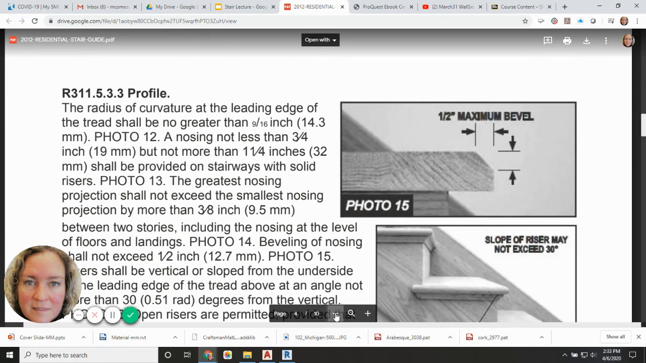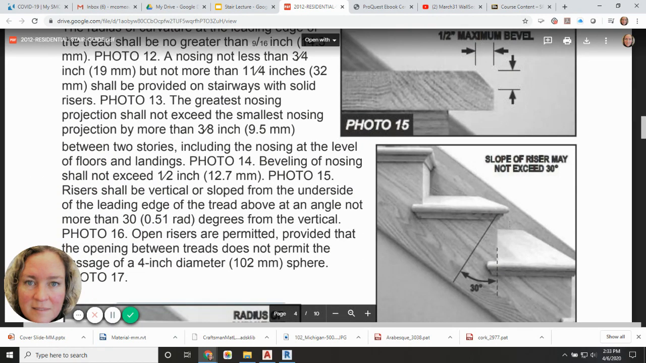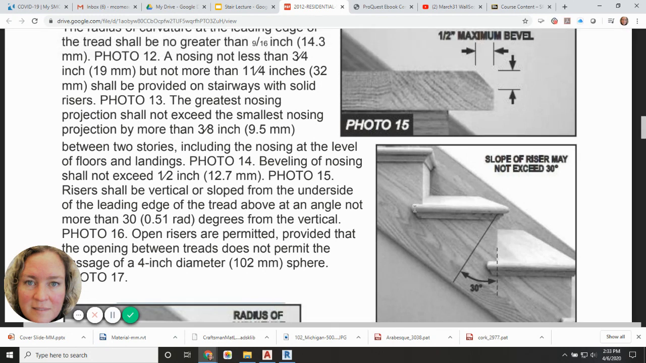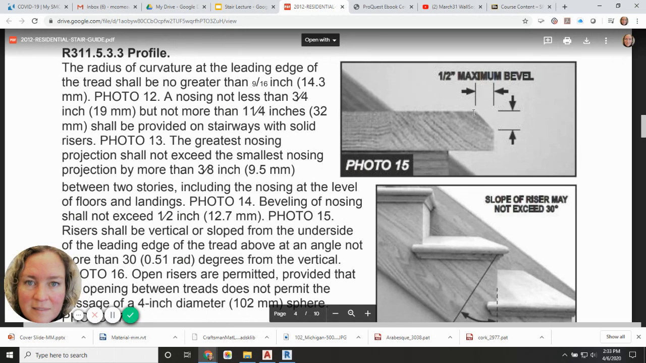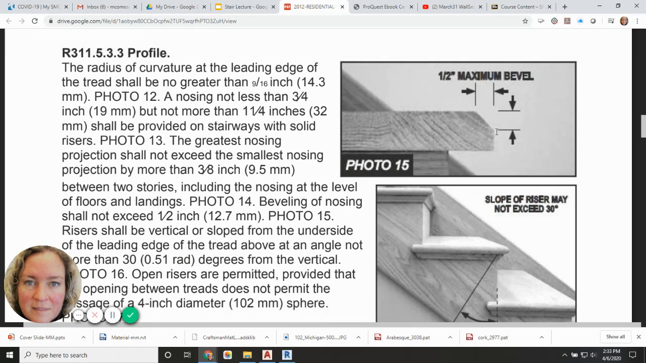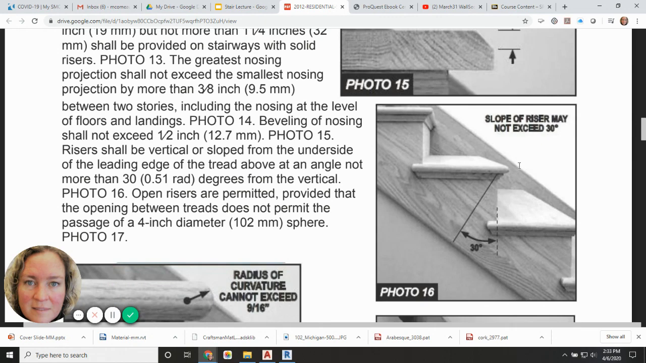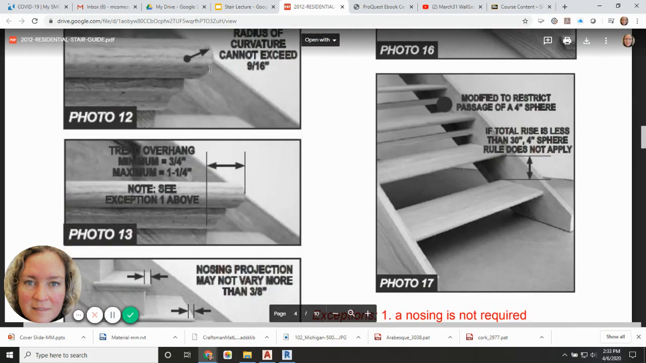Let's back this up a little bit. This just gets into more detail about the pitch and angle of the riser and the pitch and angle that the tread is allowed to be, and then what kinds of profiles need to be used as a tread end profile. So there can't be a perfect corner here.